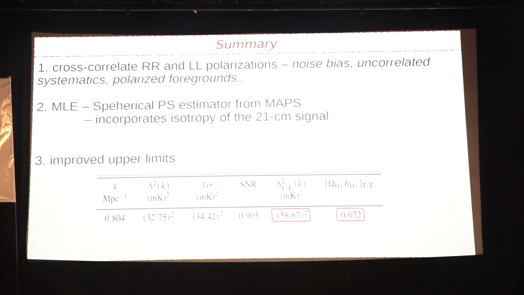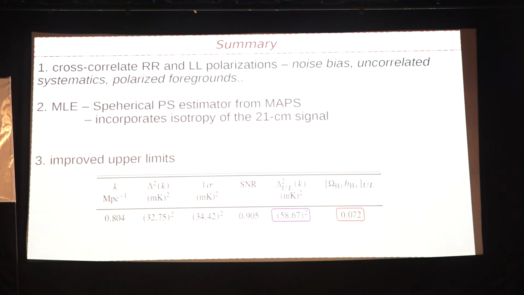So to summarize, we have cross-correlated the RR and LL polarizations, which gives us an unbiased estimator, and all the systematics which are uncorrelated between the 2 polarizations are avoided in such a formalism. And also, if there are polarized foregrounds, such as polarization in the diffuse emission, some polarization leakage, or calibration errors, we get rid of these things.